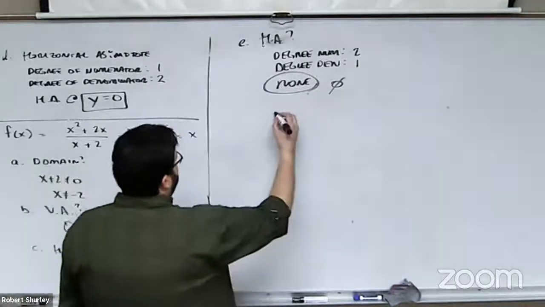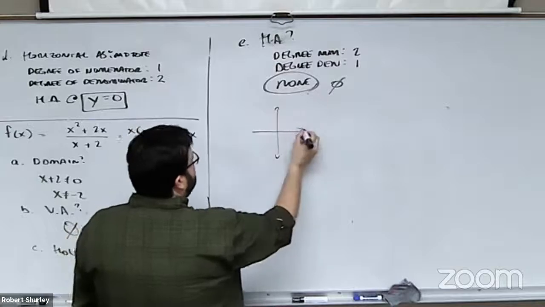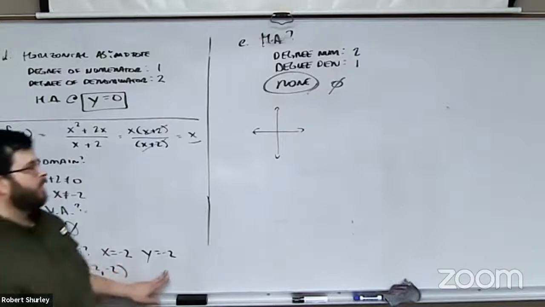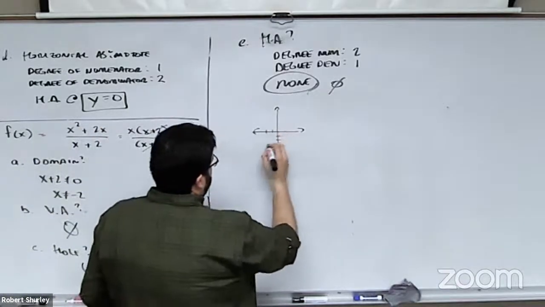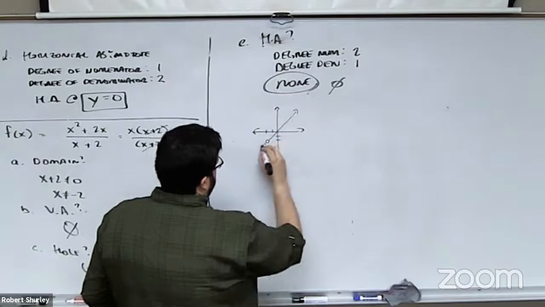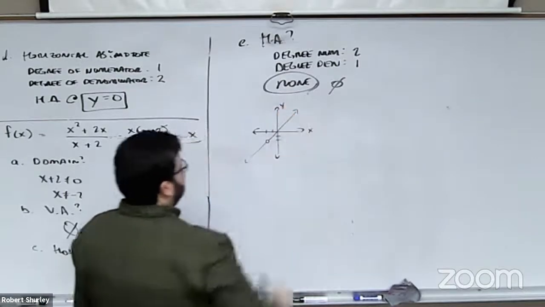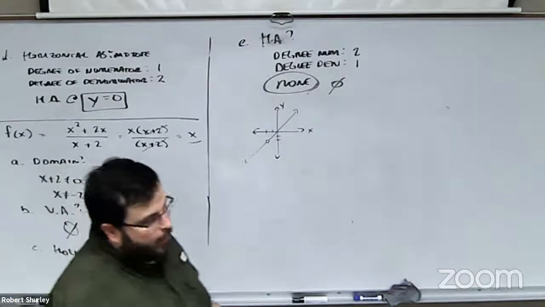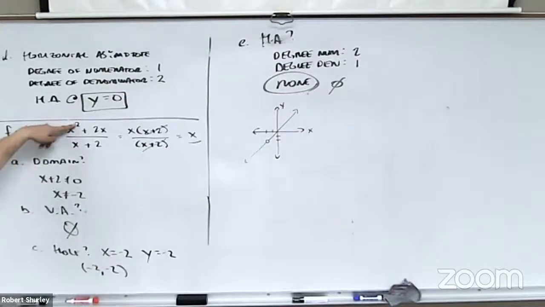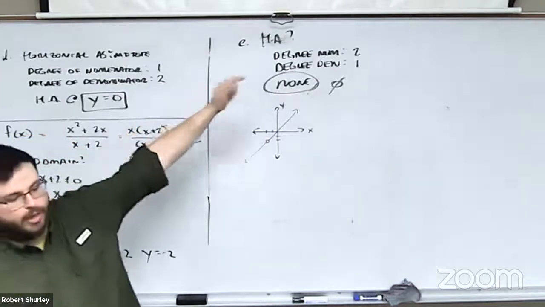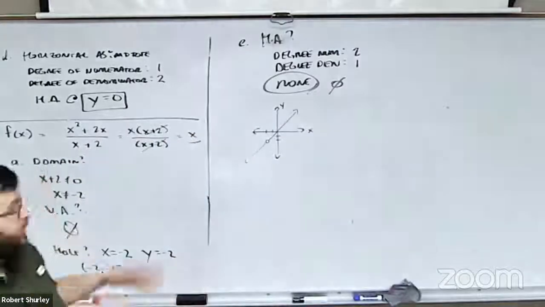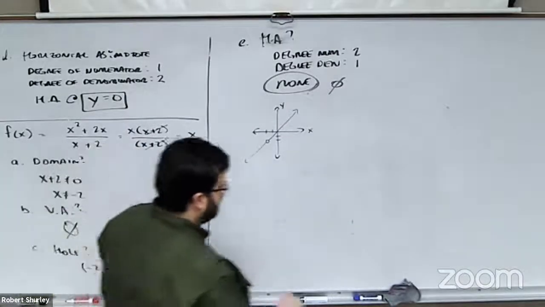If you wanted to graph this, and you can pop it in your calculator to see, it turns out to be the graph of y equals x, except negative 2 has a hole. It looks something like that. But if the degree is larger on top and the degree on the bottom is smaller, 2 and 1, then we just don't have a horizontal asymptote. Notice this doesn't go down. And this one didn't have a vertical asymptote either, which is kind of neat.